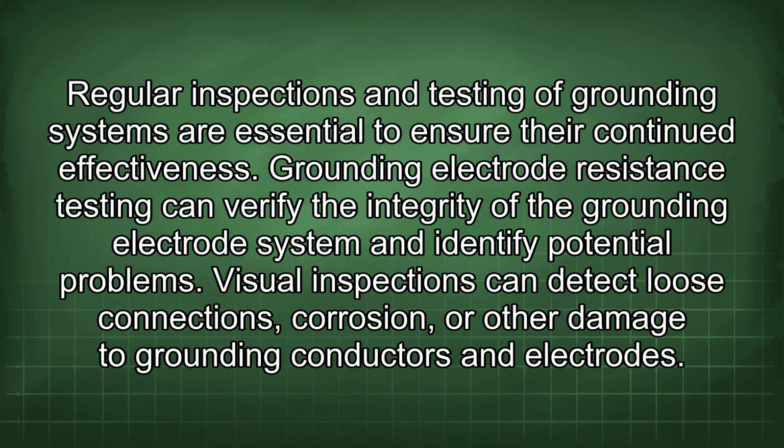Regular inspections and testing of grounding systems are essential to ensure their continued effectiveness. Grounding electrode resistance testing can verify the integrity of the grounding electrode system and identify potential problems. Visual inspections can detect loose connections, corrosion, or other damage to grounding conductors and electrodes.